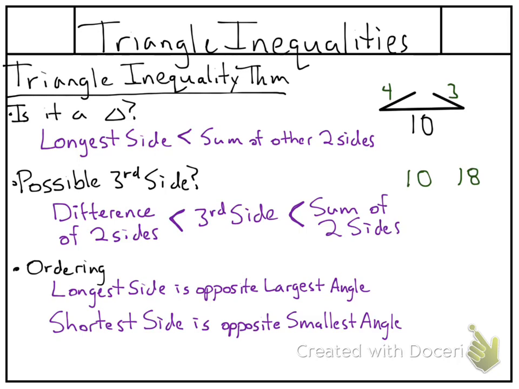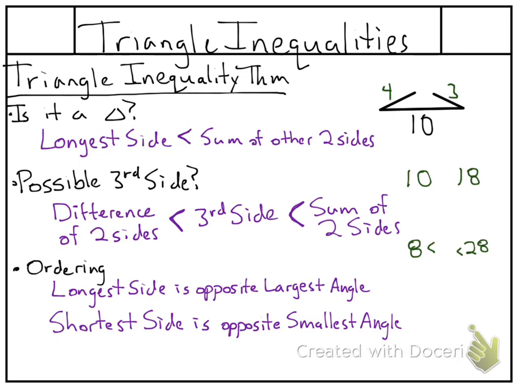Adapting the triangle inequality to the difference and the sum of two sides giving you the range, we could look at 10 and 18, with their difference being 8 and their sum being 28. The possible values would be between 8 and 28. And we'll look at that more in a moment.